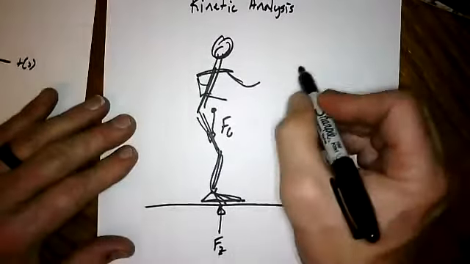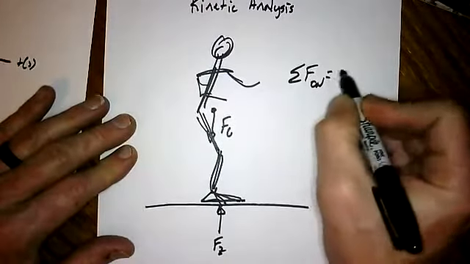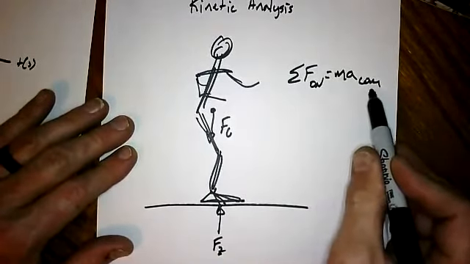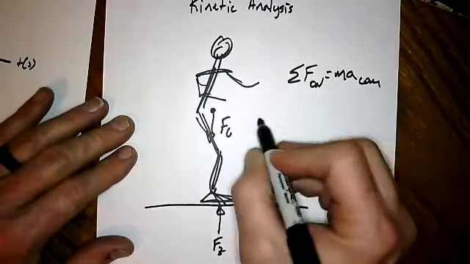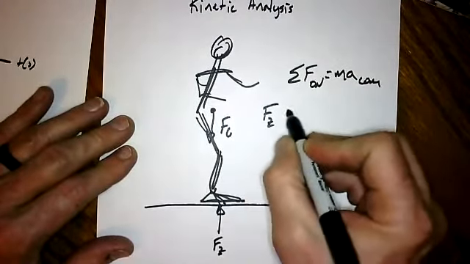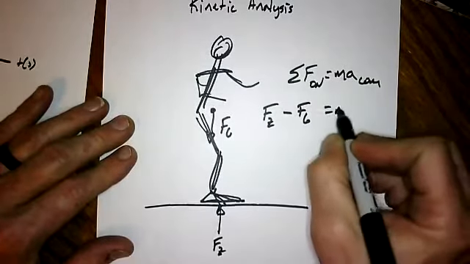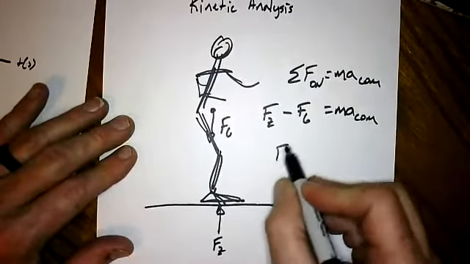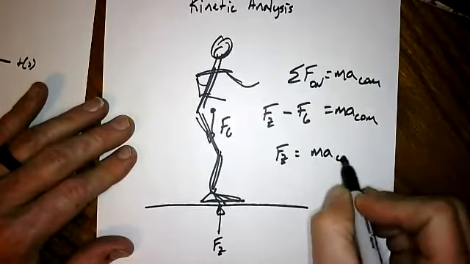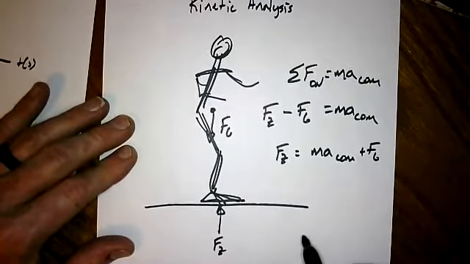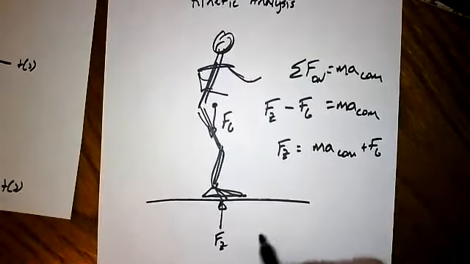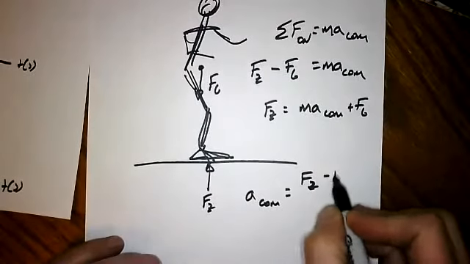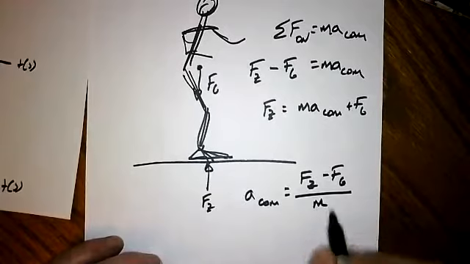What do we do in a kinetic analysis? We add up all the forces acting on the object and we understand that object's acceleration, specifically the center of mass acceleration. The forces we have acting on the person: Fz is up, gravity is down. So we get that. Or we can rewrite this a couple different ways. I can do Fz equals M ACOM plus body weight. Or I can rewrite this as acceleration at center of mass is equal to Fz minus Fg, body weight, divided by mass of the person.